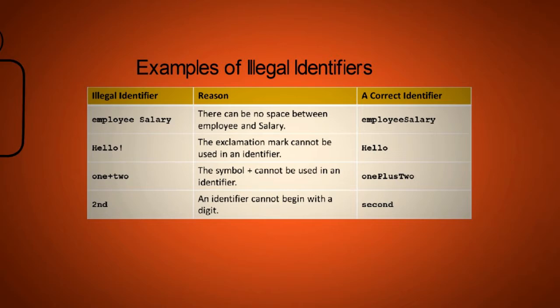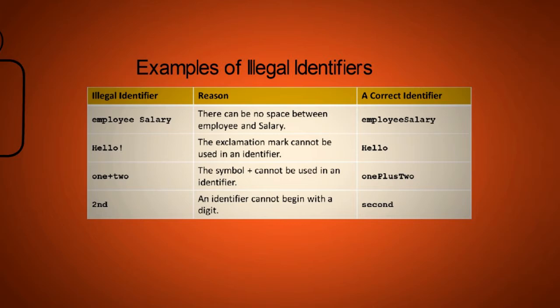On the first identifier, there can be no space between employee and salary. The correct way will be to write it without a space in between. On the hello identifier, the exclamation mark cannot be used in an identifier. The correct way is to write it without the exclamation mark.